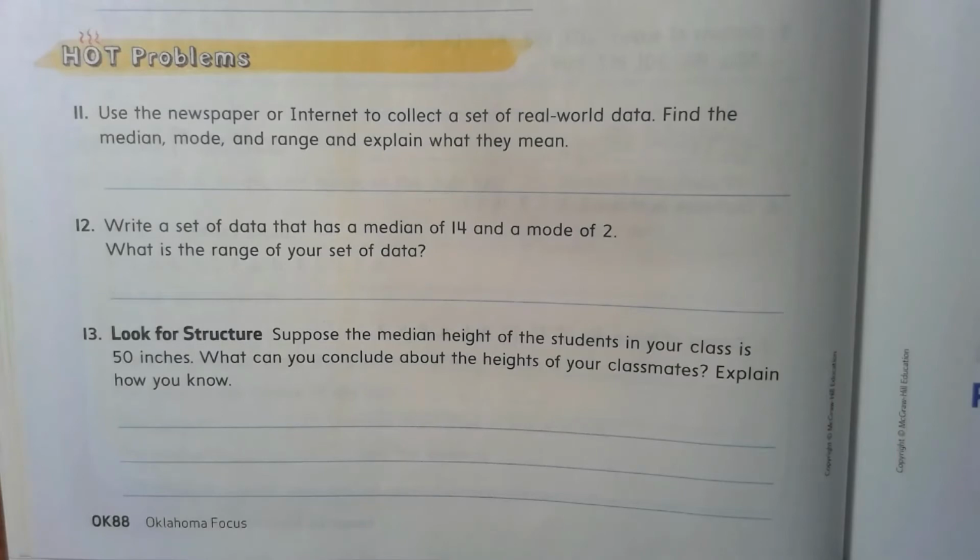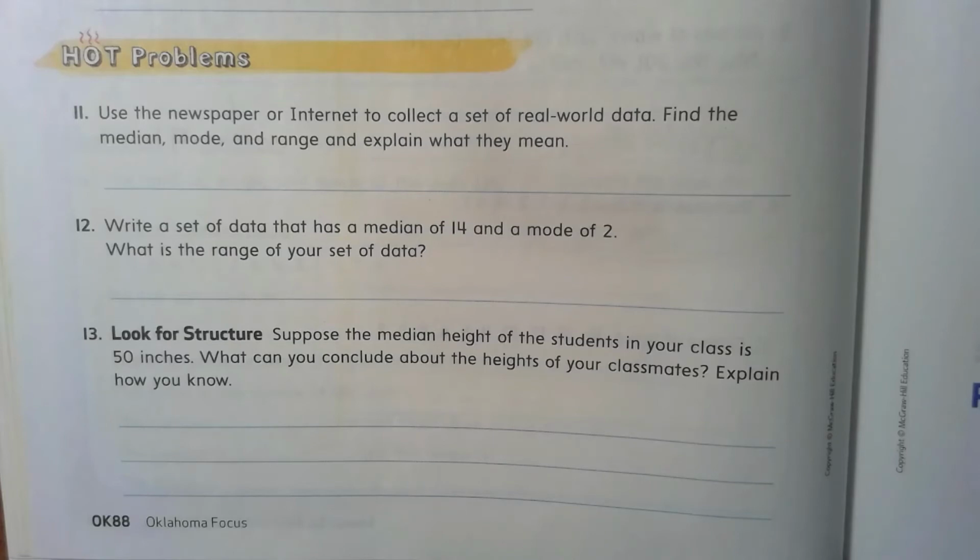Question number 13 says, suppose the median height of the students in your class is 50 inches. What can you conclude about the heights of your classmates? Explain how you know. What the median is telling me is that the middle value, when we arrange everybody in order of their heights from the shortest person to the tallest person, the absolute middle of those students is going to be 50 inches.